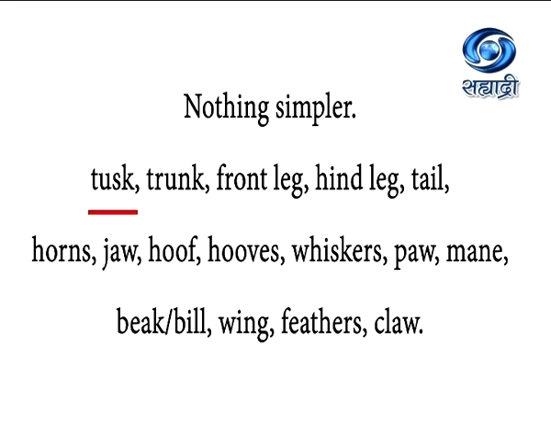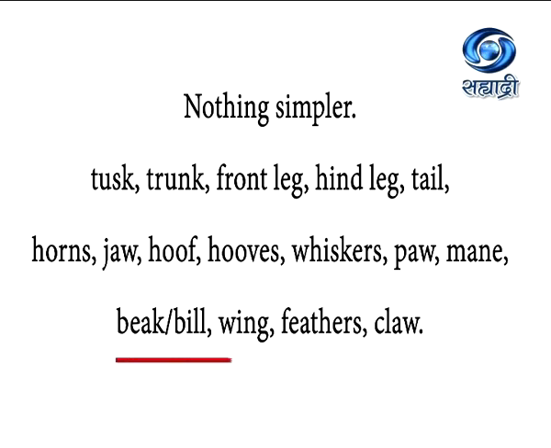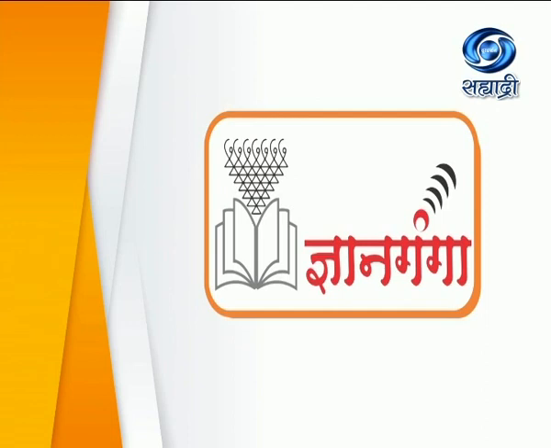Like this. Nothing simpler. Tusk, trunk, front leg, hind leg, tail, horn, jaw, hoof, hooves, whiskers, paw, mane, beak or bill, wing, feathers, claw. Akshay showed Nujo pictures of different animals to teach him about their body parts.